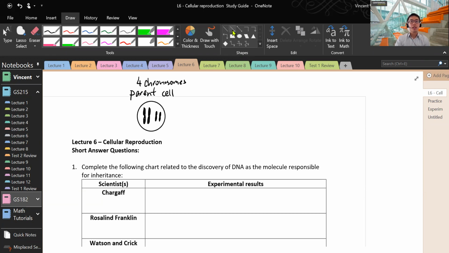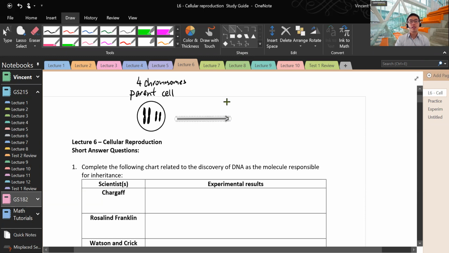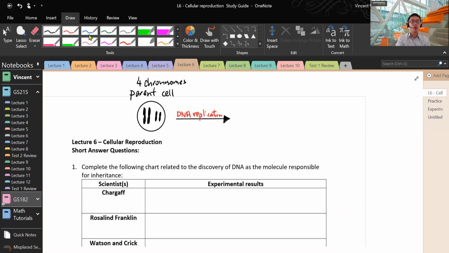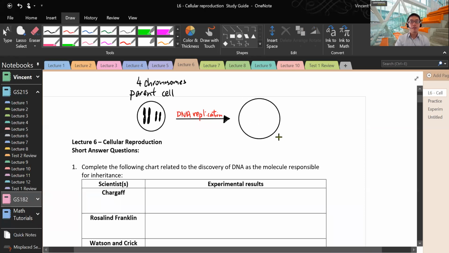Okay, 4 chromosomes. And what happens is right before cellular division, right before mitosis, we have to do DNA replication. So during DNA replication, all the genetic materials are going to be copied. And afterwards, we're going to have this much genetic material. The chromosomes that have been copied are going to be stuck together at the centromere. And there we go. That's another one, and that's another one.